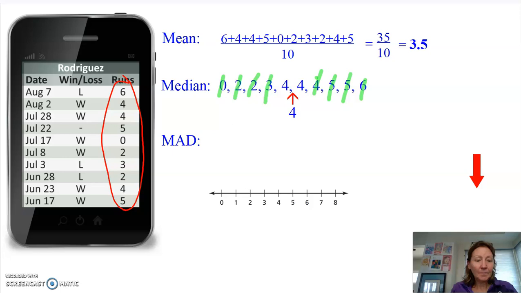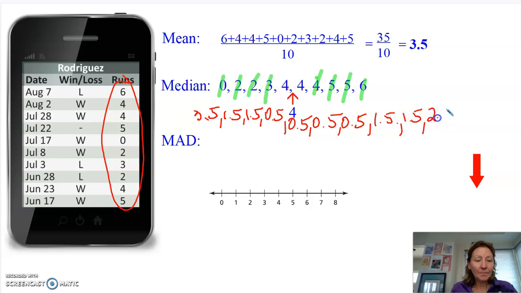Okay, so for the MAD, I can list all the distances from 3.5, 0 to 3.5, right? This is 3.5, 1.5, 1.5, 0.5. 4 is also 0.5, another 0.5. So I've got 1, 2, 3, 4, 1, 2, 3, one more 0.5. Then I've got a 1.5, a 1.5, and a 2.5.